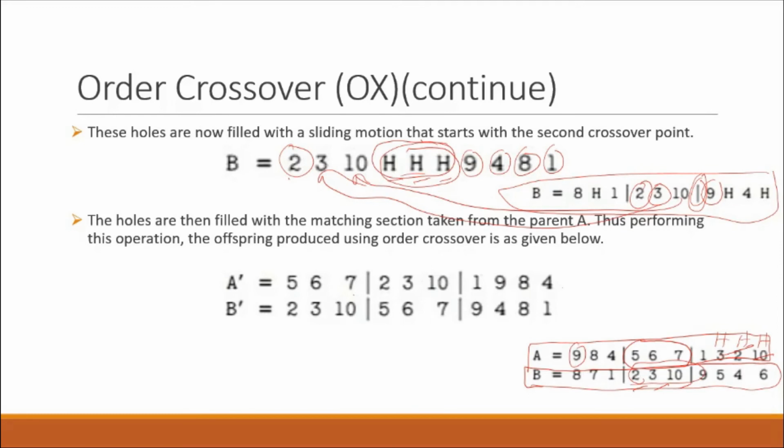In a sense, at a glance, what we feel is that these values are interchanged with those values. That is, 2, 3, 10 is interchanged with 5, 6, 7. Okay, that is right. Obviously, that is being done.